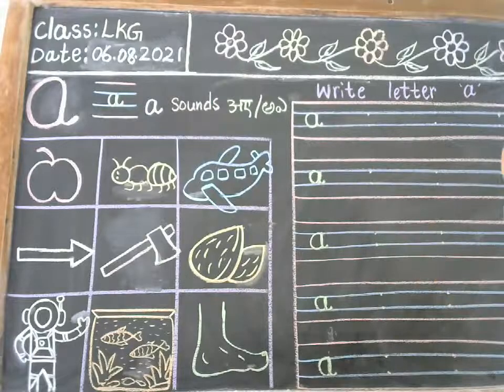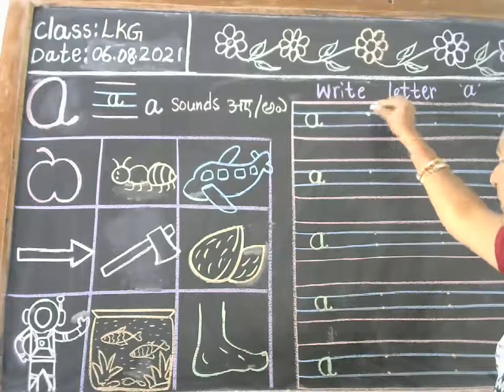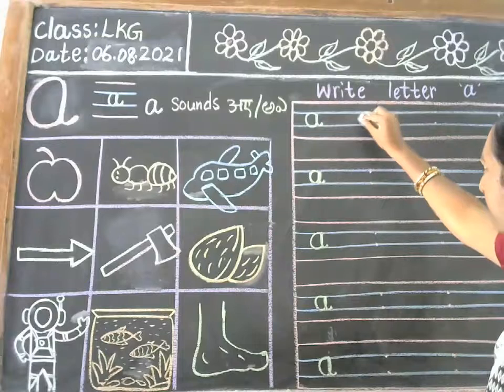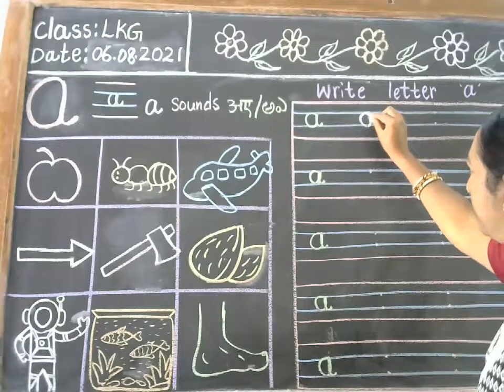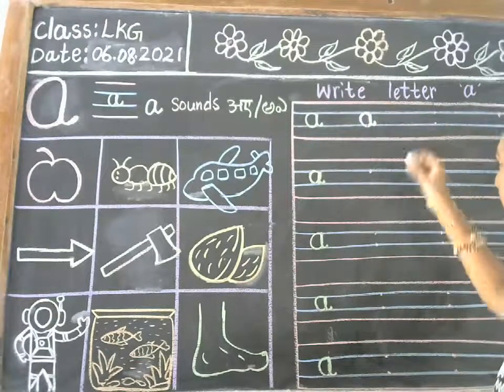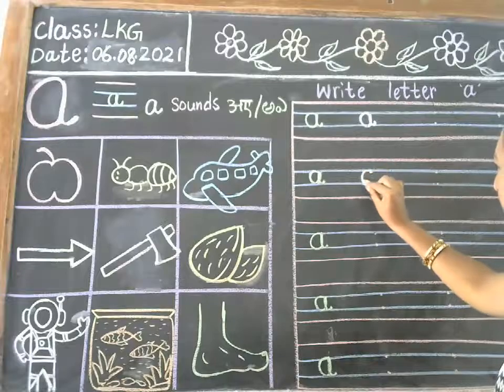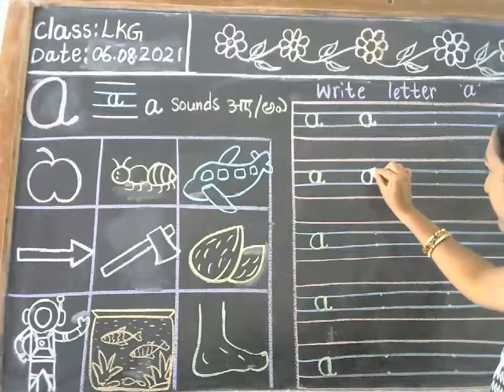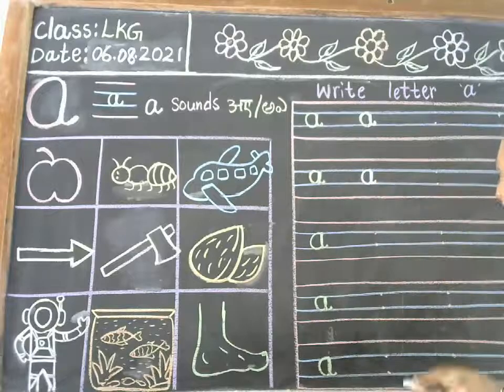See here. Start from the first blue line. Put a circle, then up, then down. Start writing like this. Then it will go up. Then it should come down also.